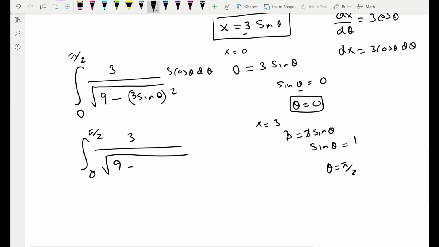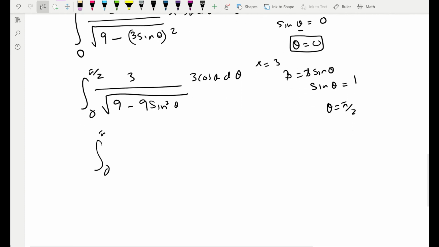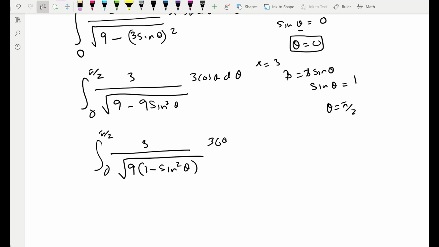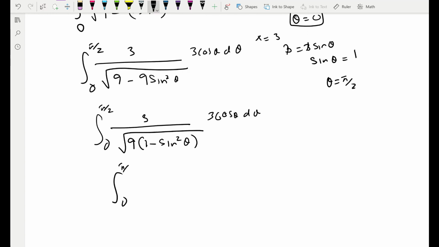Now I can square this. If you square 3, it's 9. If you square sine, it's sine square theta. So we get the integral from 0 to pi over 2 of 3 over, I can factor 9 out, so it's 1 minus sine square theta, times 3 cosine theta d theta. Now 1 minus sine square theta is the same as cosine square theta from the Pythagorean identity.